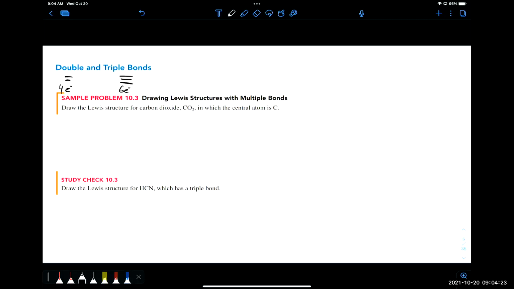So for carbon dioxide, here we're told the central atom is C. We have carbon and oxygen, the 2 atoms making up our molecule. From the periodic table, carbon has 4, and oxygen 6, times 2.